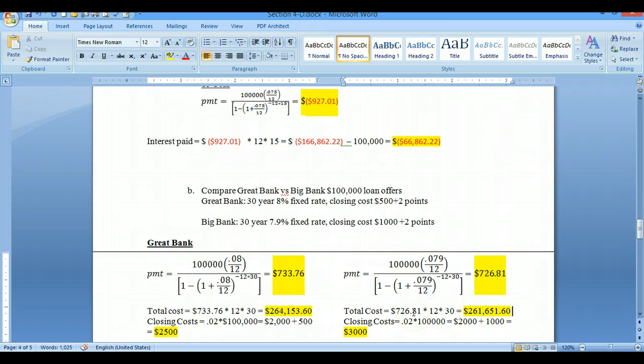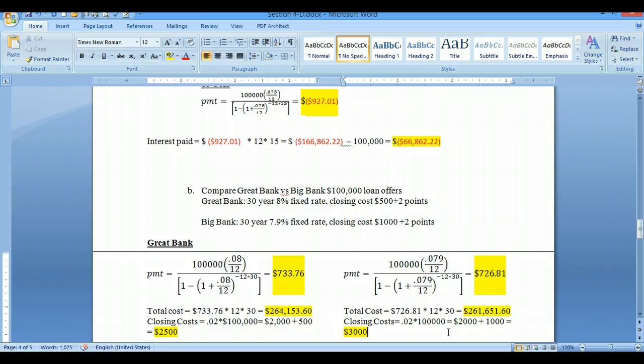But remember, we have closing costs. The first one had a closing cost of $500 added to 2 points. So 2 points means 2% or 0.02 times the original loan amount, which is $100,000. 100,000 times 0.02 gives me $2,000, and the $500 gives me closing costs of $2,500. Then Big Bank has very similar closing costs. 2 points or 2% times 100,000 is $2,000 plus $1,000 gives me a closing cost of $3,000.